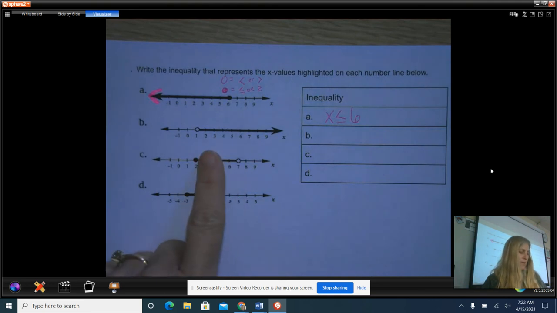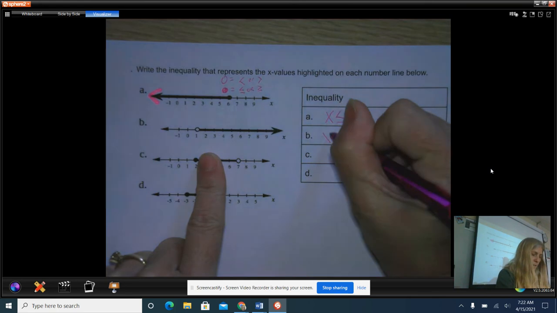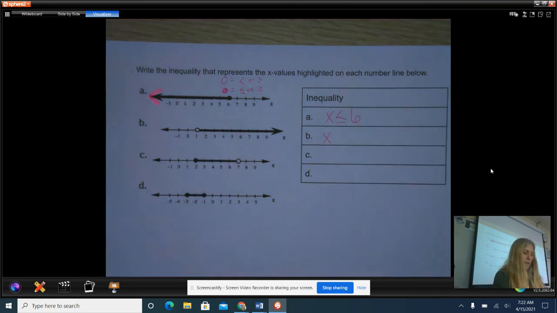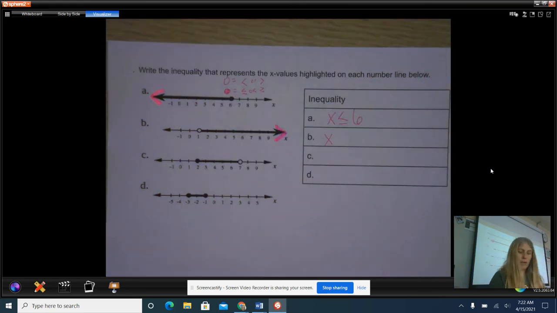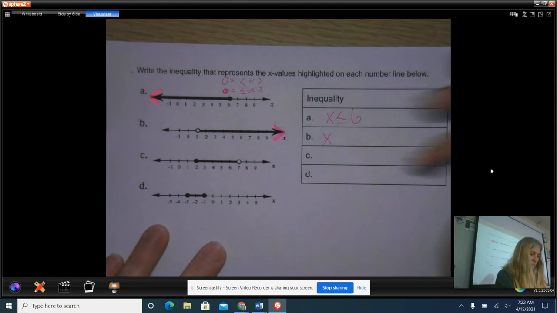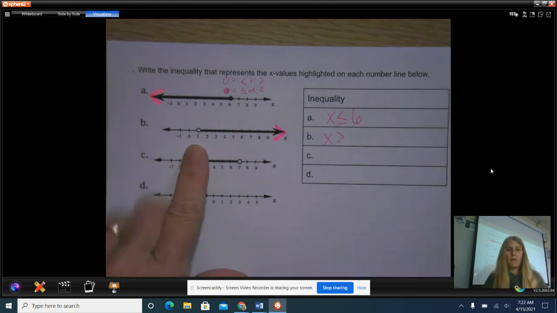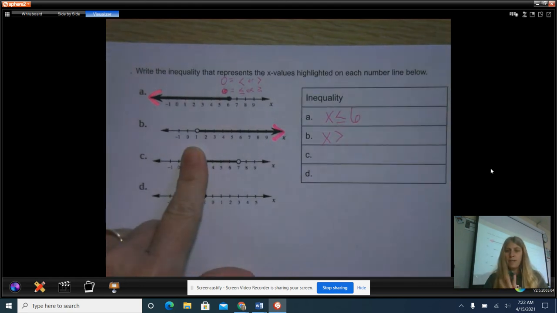So we're going to go ahead and do the same for letter B. I'm going to start with my x. I then shade the side that looks like the arrow. We know that greater than is to the right. It's an open circle, and so I'm done with writing that inequality portion.